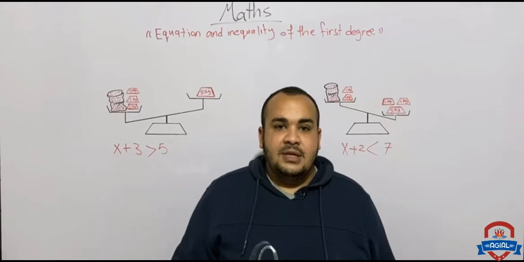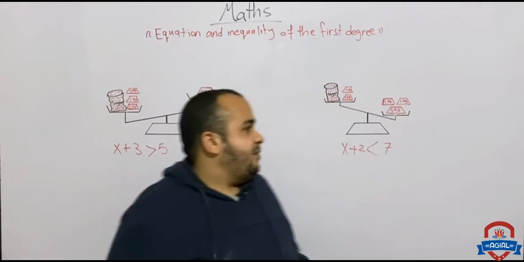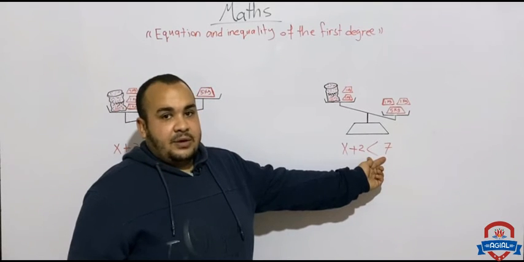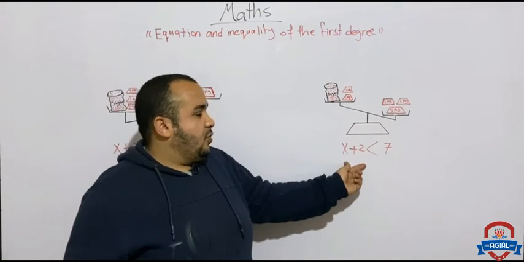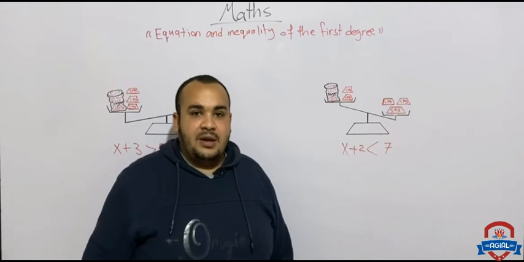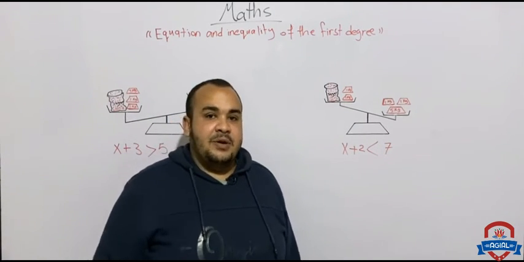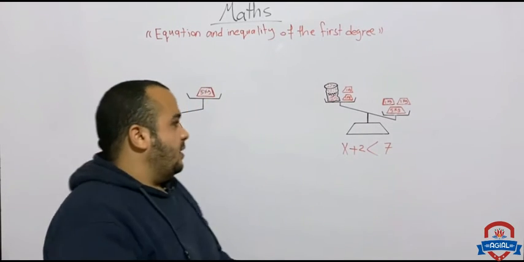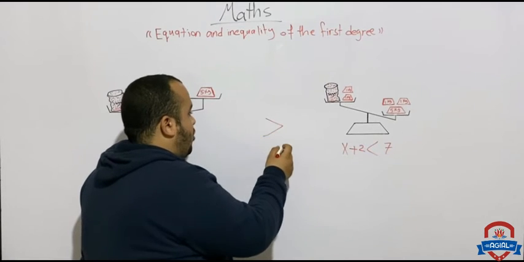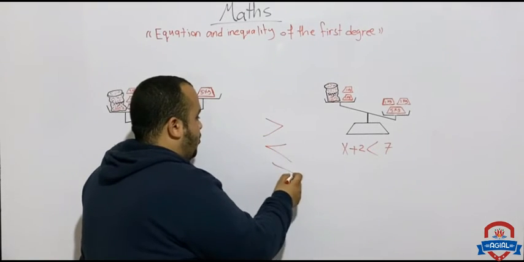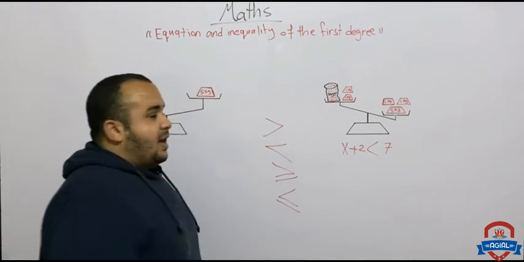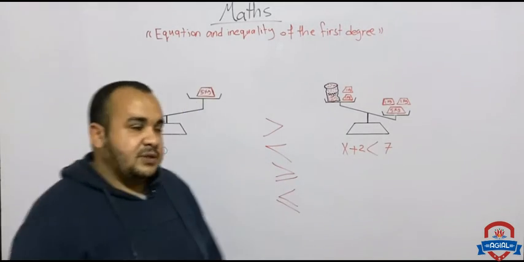An inequality is a mathematical statement that has two expressions separated by an inequality sign, and one of the expressions contains one or more unknowns. So that's the meaning of an inequality. And now let's remember the inequality signs. The inequality signs are more than, less than, more than or equal to, and less than or equal to. And now let's try to solve some exercises.